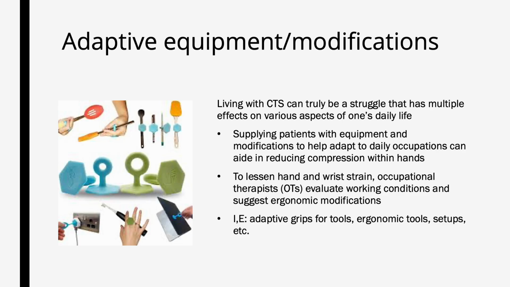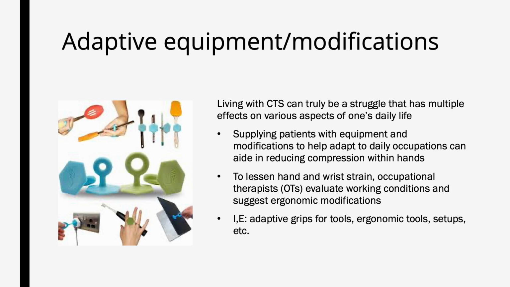I feel that OT basically comes along with a lot of creativity, and OTs must use it in order to provide adaptive equipment and modifications for their patients. Living with CTS can truly be a struggle that has multiple effects on various aspects of one's daily life, more specifically, their occupations. So, supplying patients with equipment and modifications to help adapt to daily occupations can aid in reducing compression within the hands, and it can also help to lessen hand and wrist strain.